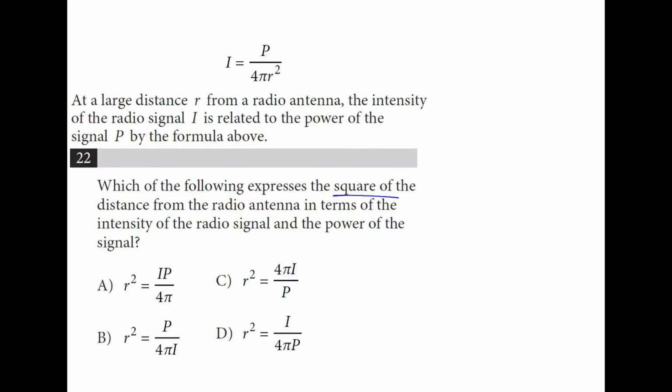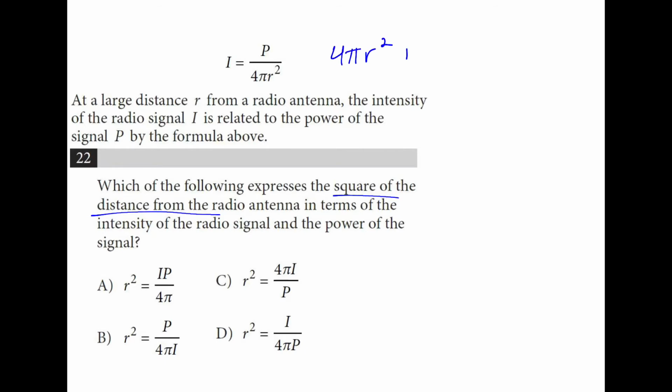We're looking for the square of the distance from the radio antenna in terms of intensity and the other variables. So square of the distance from the radio antenna, or in other words, we're solving for r squared. So I'm going to take this equation, I'm going to multiply both sides by 4 pi r squared.